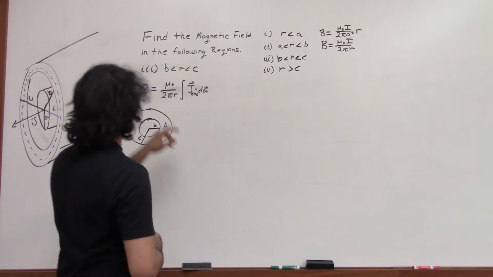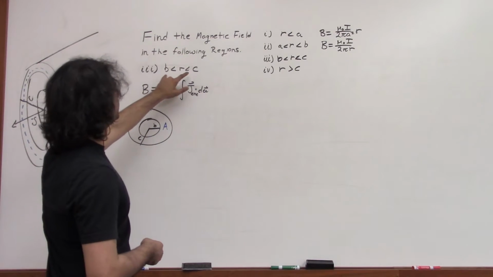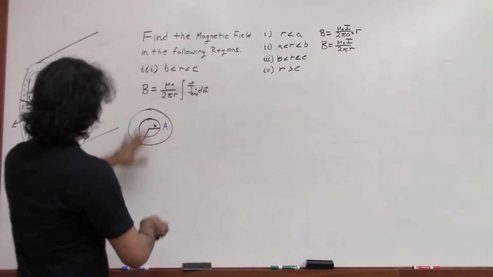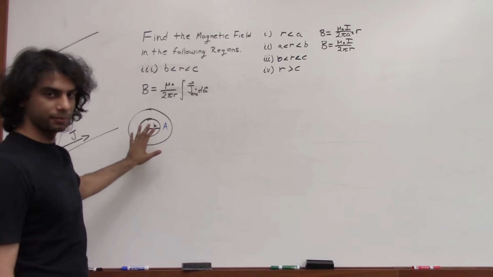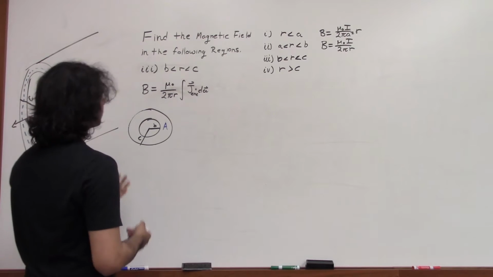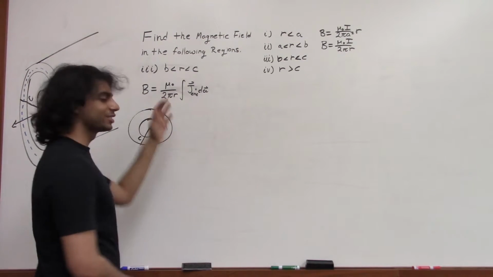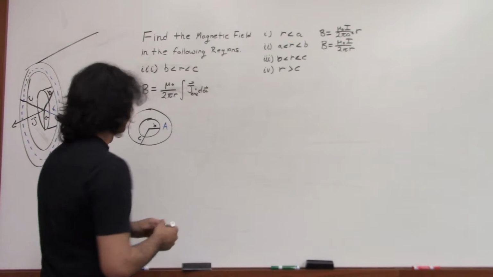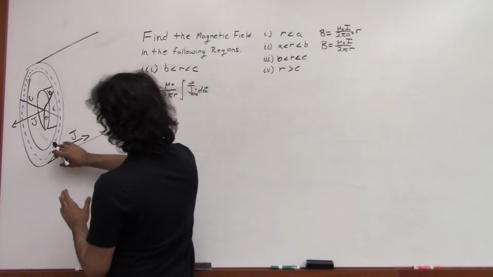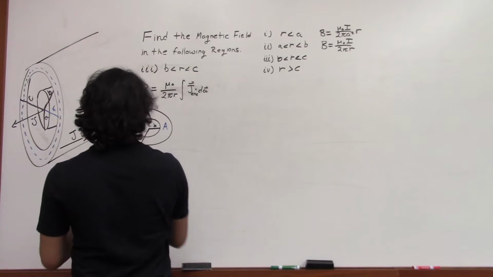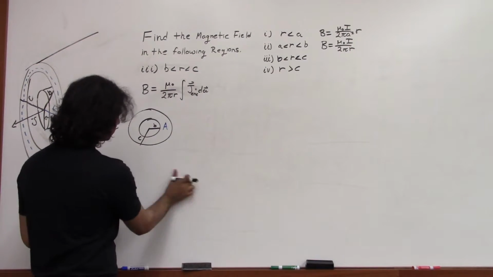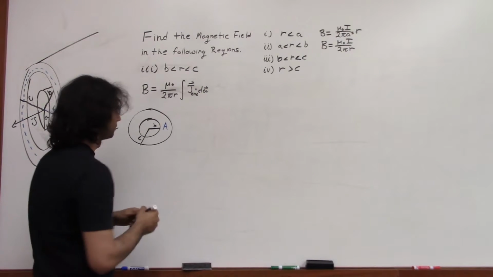Alright, so now I want to treat the area in between B and C, and so I've drawn a cross-sectional shape here. The first thing we're going to want to figure out is how much current is actually enclosed. Well, let's find out just the current being enclosed by this first of all. In order to do so, we need to find the area of this shape.